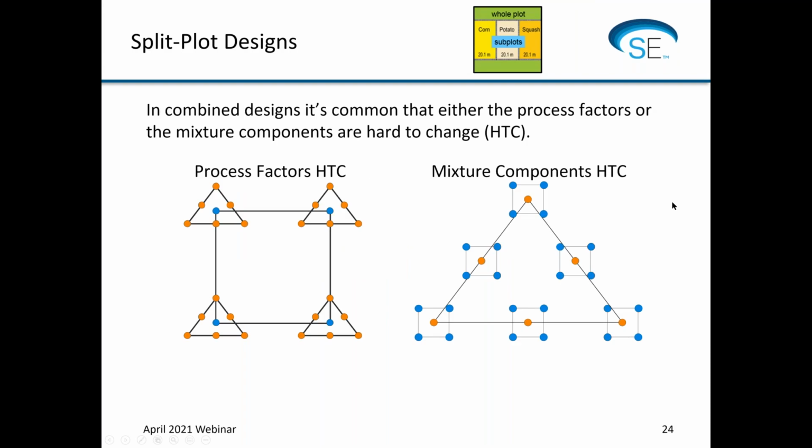So in split plots, when you're doing combined mixture process, it may be that the process factors are really hard to change. So you could think of, I'm going to run a design. In this case, I just showed two process factors and a 2 to the 2.